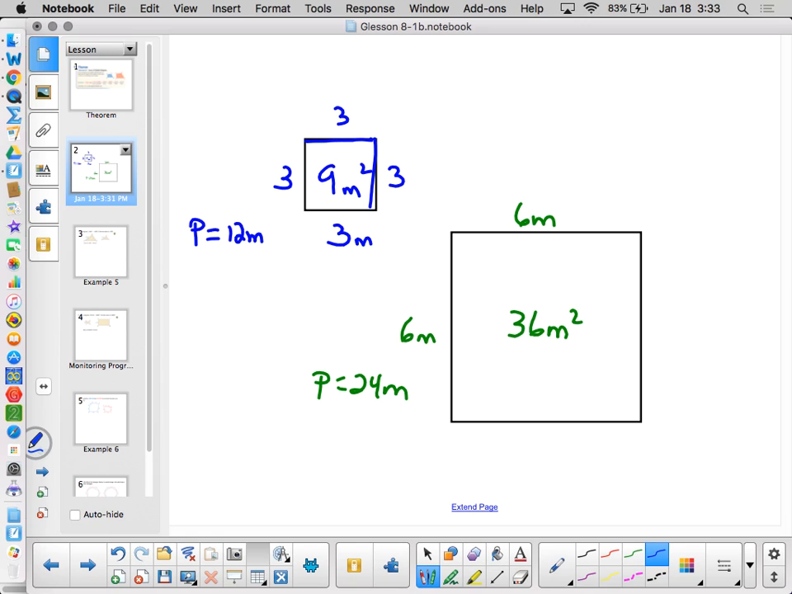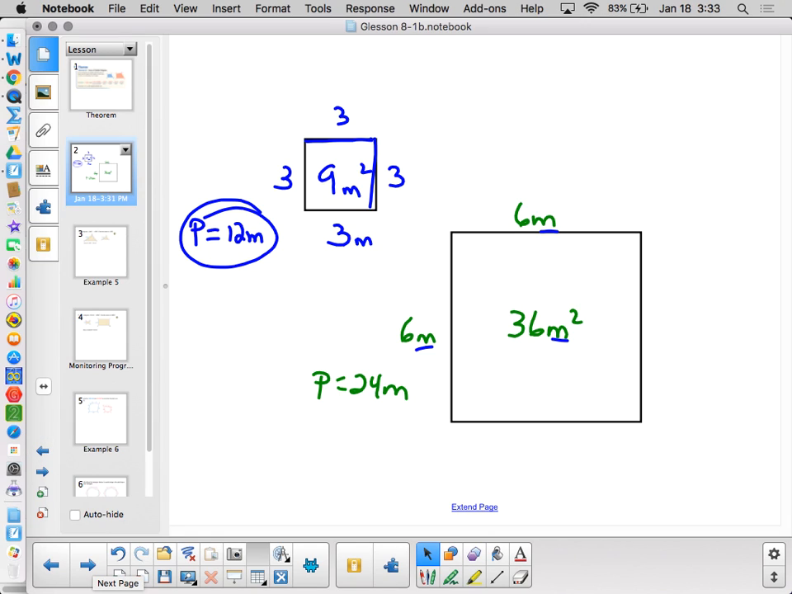I multiplied. So I didn't add the units like I did when I found the perimeter. Perimeter was added. The units stayed the same. I mean, everything was in meters. The perimeter is still meters. It's still a length. But when I find area, I have to multiply lengths. So my units change. From 6 meters, it's 36. 6 times 6 is 36. Meters times meters is meters squared.